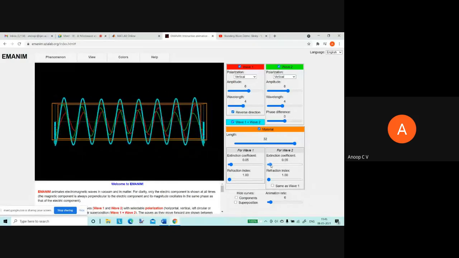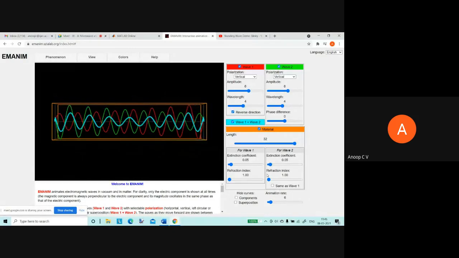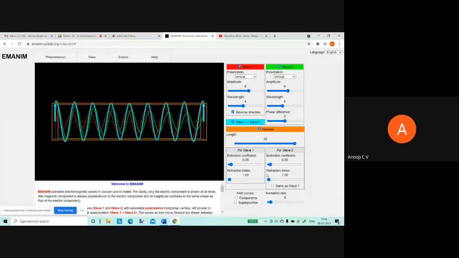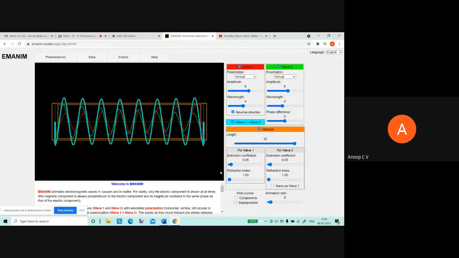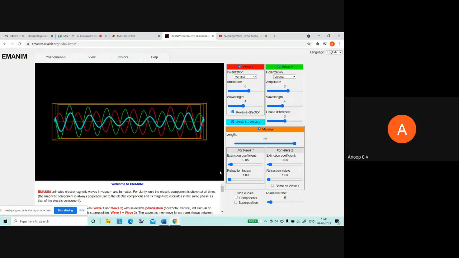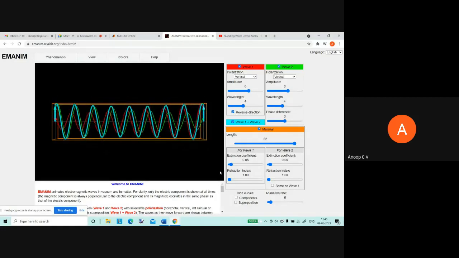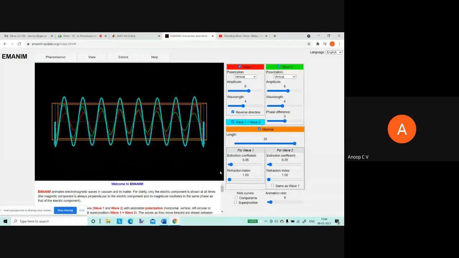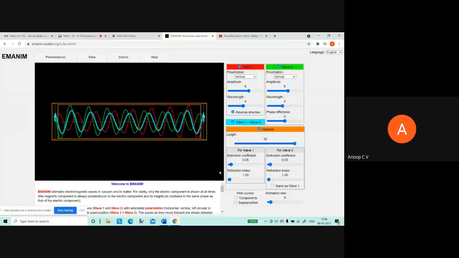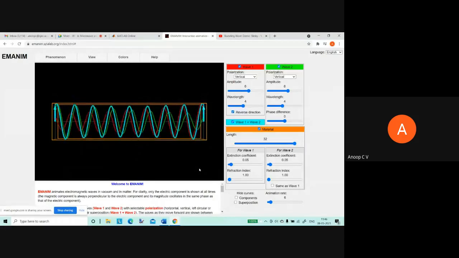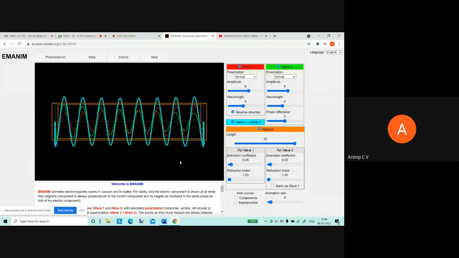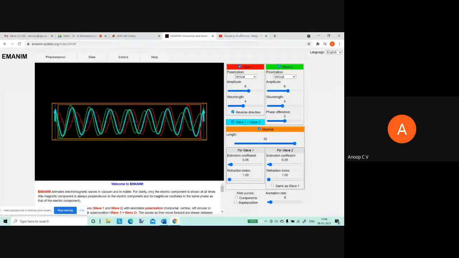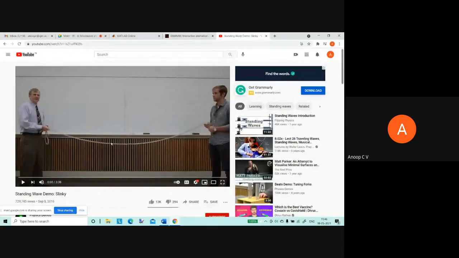Even now it is a pure standing wave. Irrespective of the value of alpha, if V plus is equal to V minus, then that is called a pure standing wave. I'll show you a video.